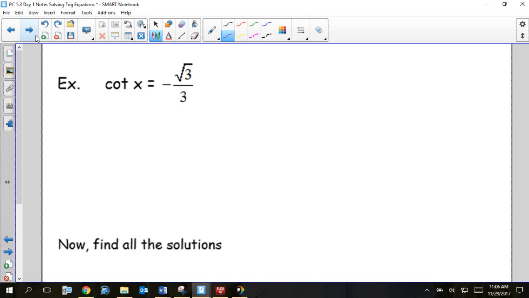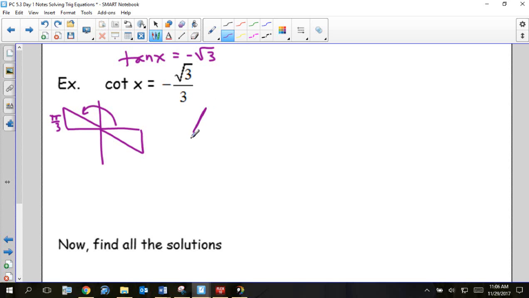Cotangent x equals negative radical 3 over 3. So cotangent is negative where? 2 and 4. And if you don't have cotangent memorized, like I don't, I have tangent memorized, I might think about tangent and reciprocate that, and I get negative radical 3. Where's tangent negative radical 3? Or cotangent negative radical 3? Those are the pi over 3? Yeah. So this would be 2 pi over 3 and 5 pi over 3. So that would be the solutions from 0 to 2 pi.